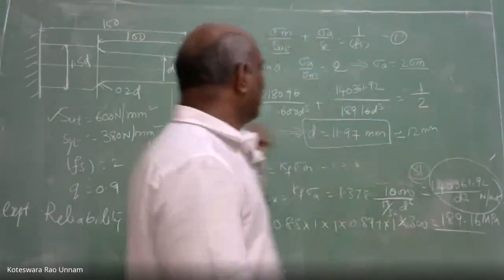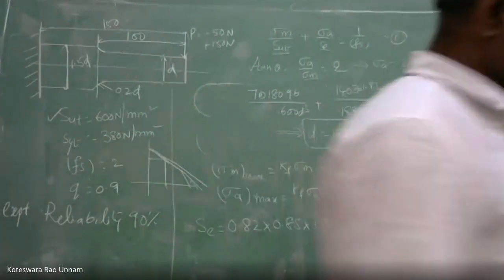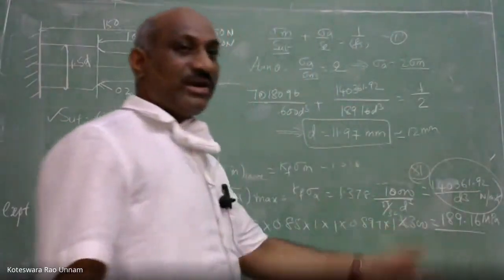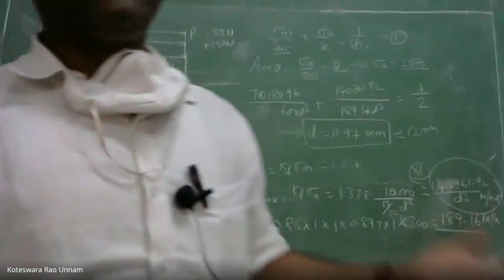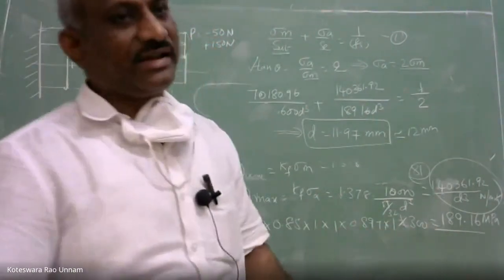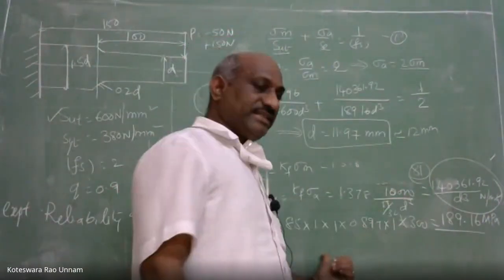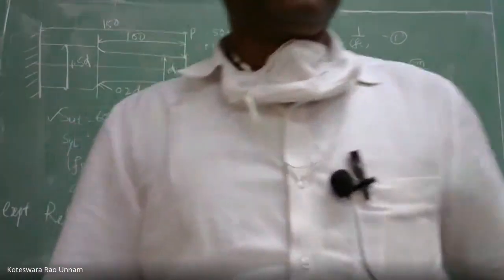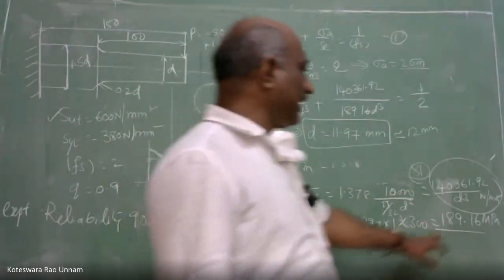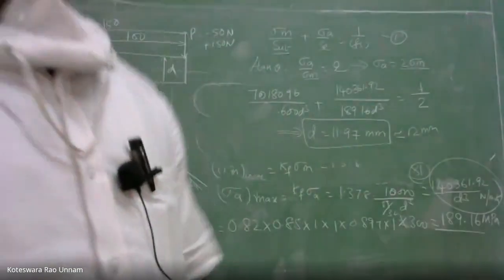So if you take the D as 12 mm, what is the life of the component? It is infinite. When you say the component will have infinite life, it means the magnitude of the amplitude stress is less than SE. If the magnitude of your sigma A is more than SE, then it will have only finite life. Now here you are getting sigma A as 81 MPa, whereas your SE is 189 MPa. So that means your component has infinite life. Like that I can check it.